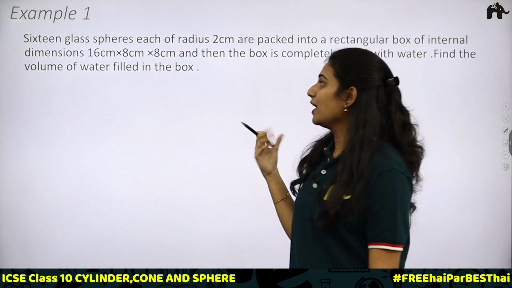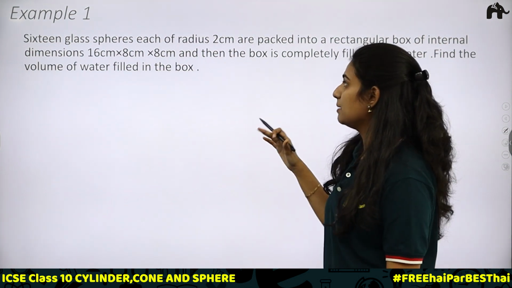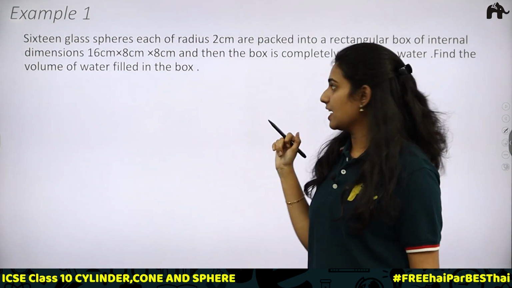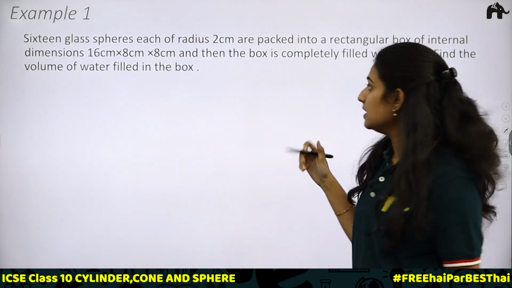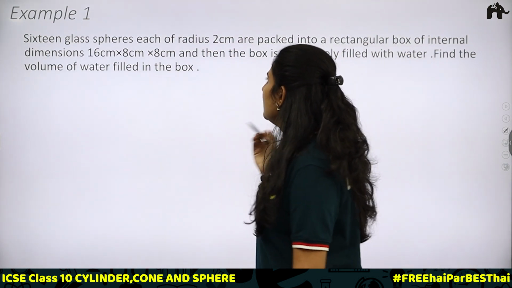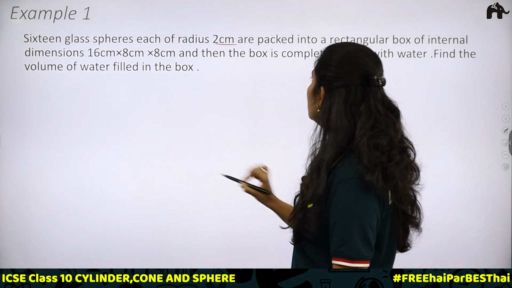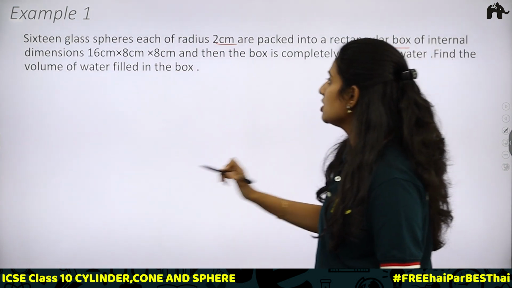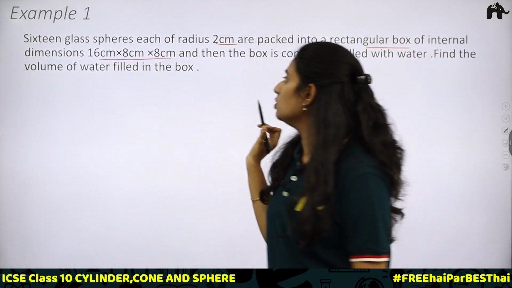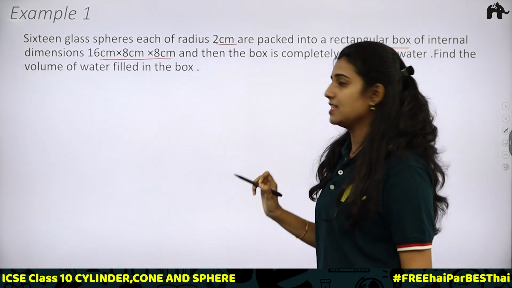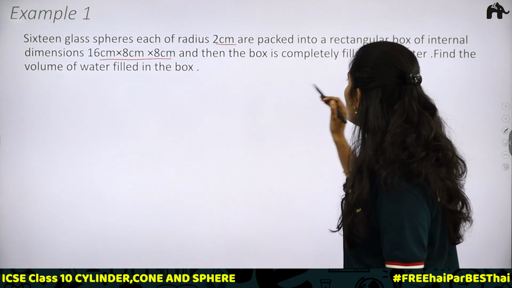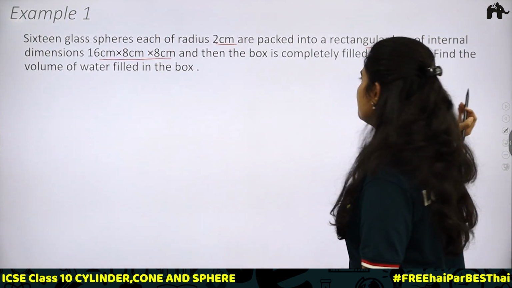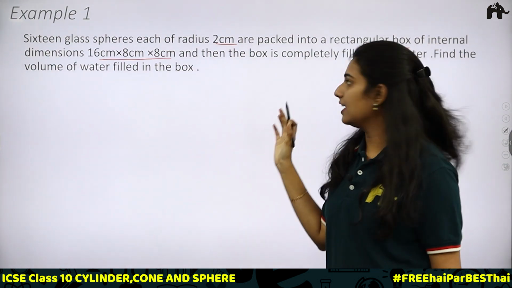Let us start with a few examples from your revision paper which is at the back of your Selina publication textbook. Here is our first example. 16 glass spheres, each of radius 2 cm, are packed into a rectangular box of internal dimension 16 cm into 8 cm into 8 cm. And then the box is completely filled with water. Find the volume of water filled in the box.